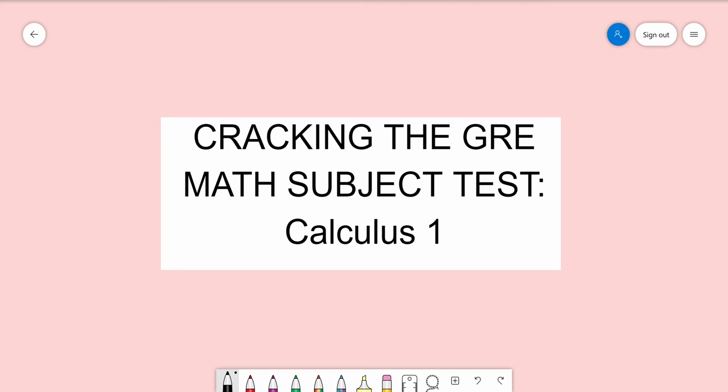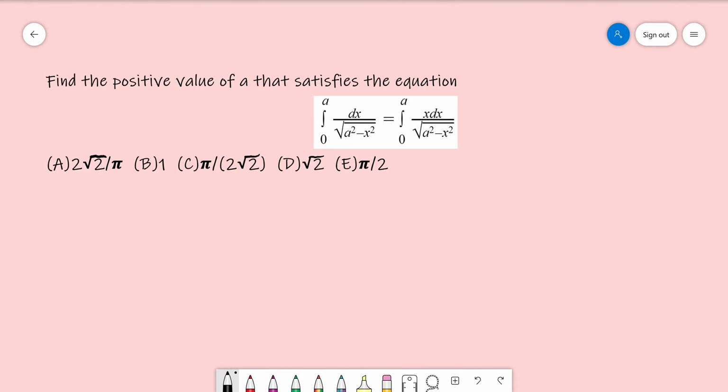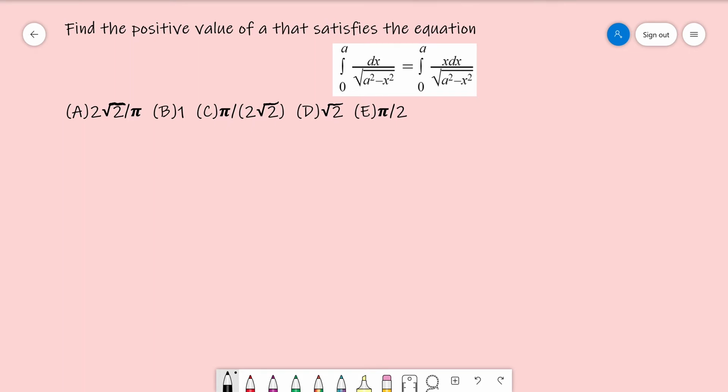This is Calculus 1 and we're on question number 39. This question is pretty hard because you need to evaluate two integrals. Both of them are kind of tricky, especially if you don't remember your inverse trigonometric arc antiderivatives. So if you do, then it's not so bad.